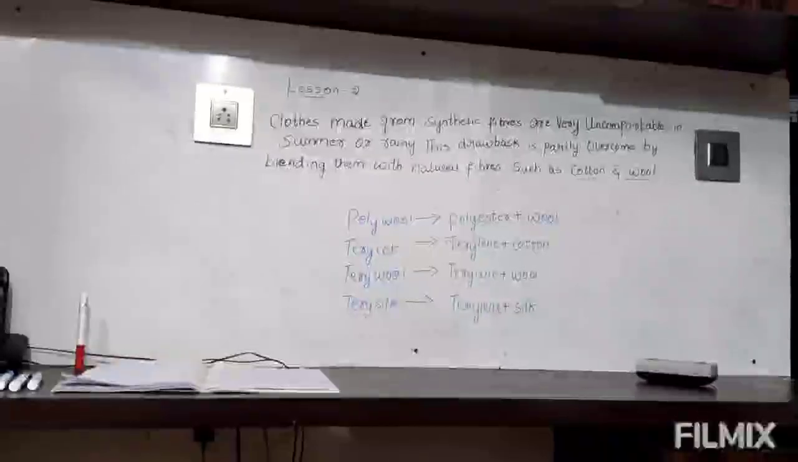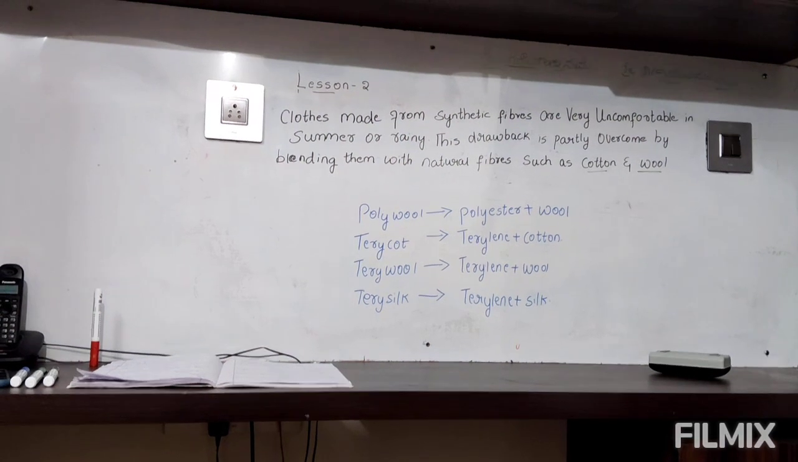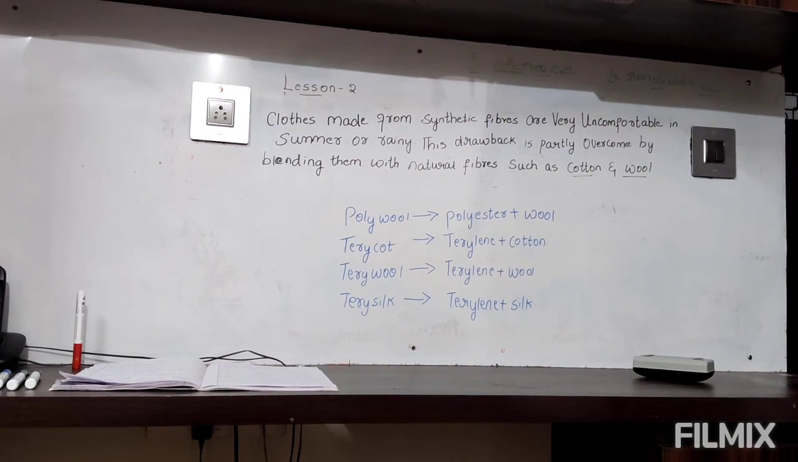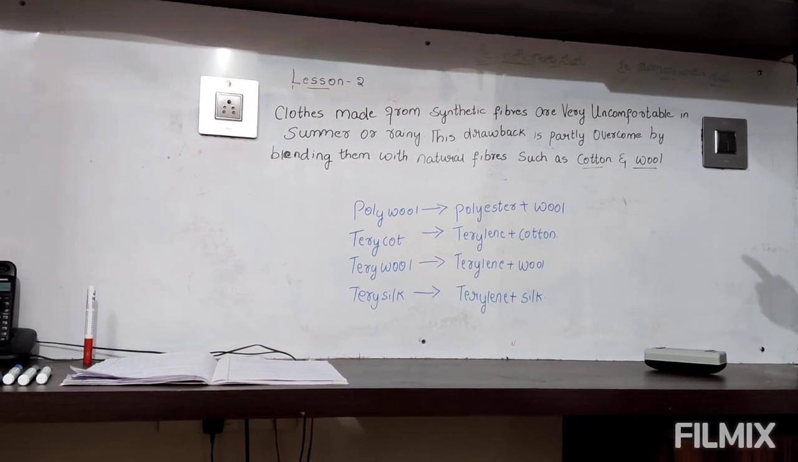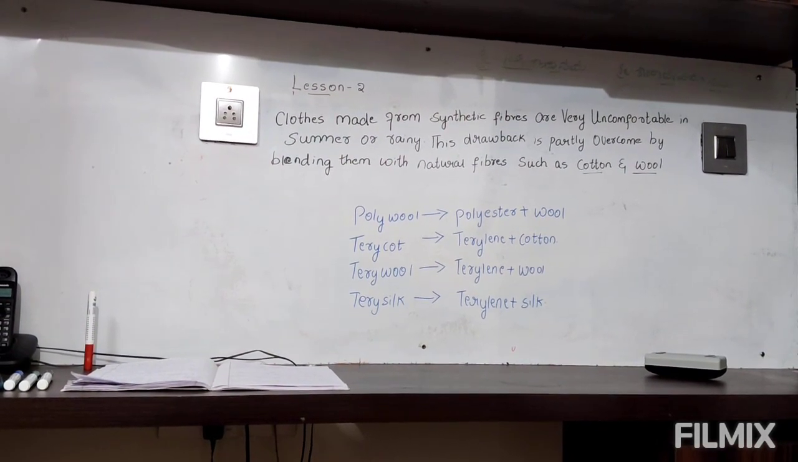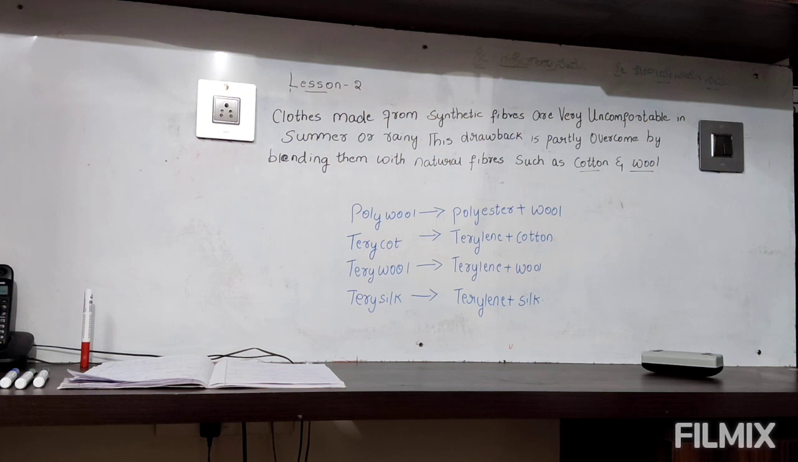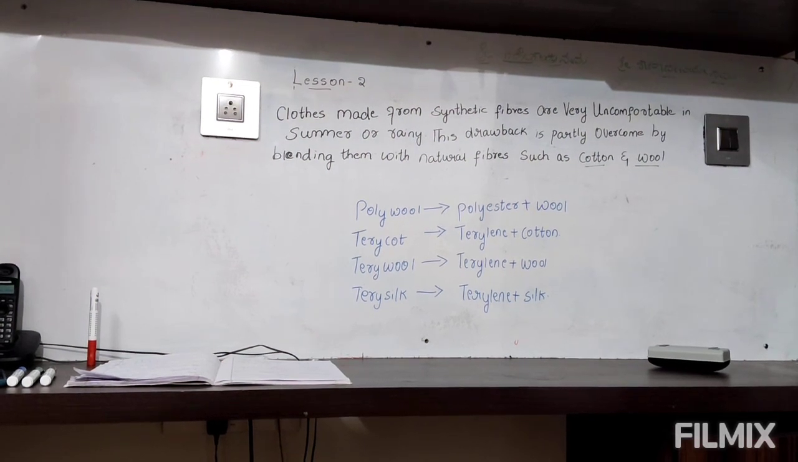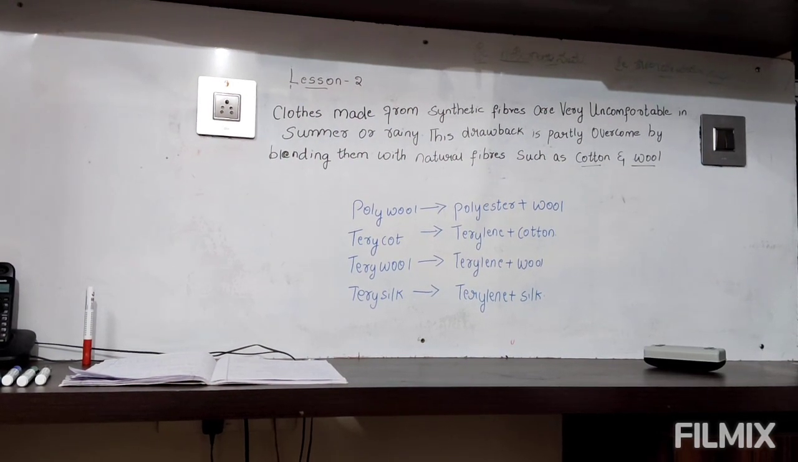Point should be noted. Clothes made from synthetic fibers are very uncomfortable in summer or rainy season. So, how to overcome this drawback? It is by blending them with natural fibers, as I have shown you in the figures, such as cotton and wool. I repeat this point, you should keep it in mind, guys. This drawback is partly overcome by blending them with natural fibers such as cotton and wool.